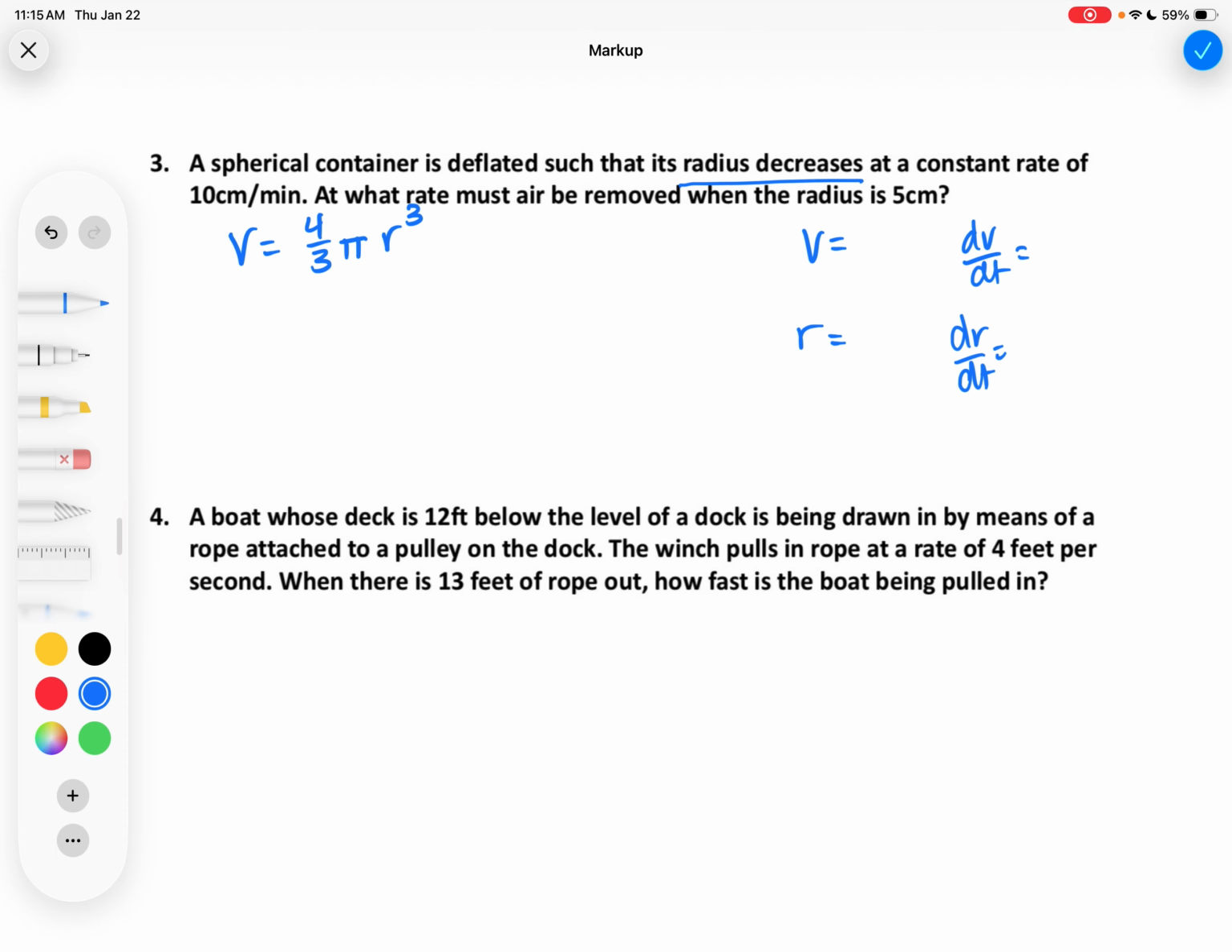So again, we aren't going to need volume. I can find it if I was so inclined. The radius is 5.